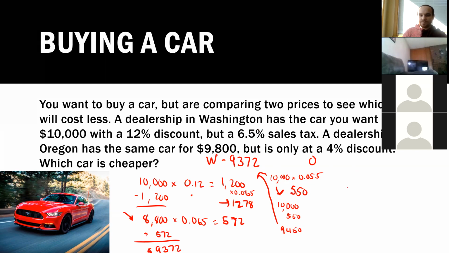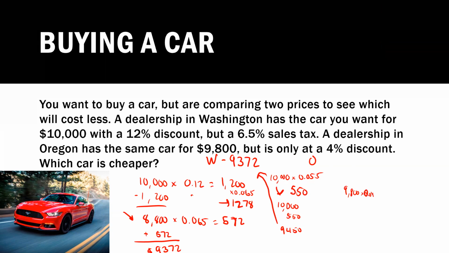So for the Oregon car, we have our 9,800 times 0.04, which gives us $392, which I saw a lot of people were giving me as the answer. That is not the answer. Remember, that's your discount, so we subtract it from the initial. And that is going to give us $9,408. So the Oregon car, $9,408.